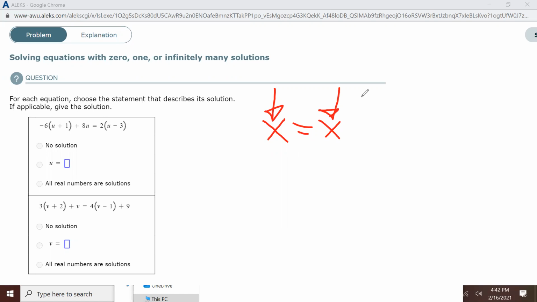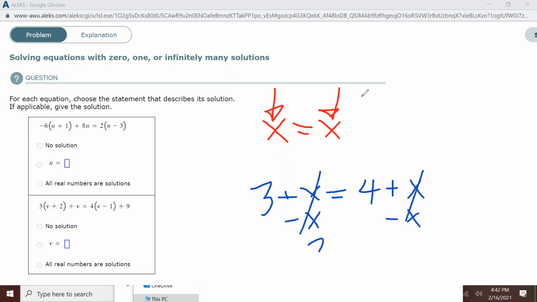Contrast that with when you end up with a problem like 3 plus x equals 4 plus x, and you subtract x from both sides in an attempt to get the x's together, but then you just end up with 3 equals 4, which is never true, in which case you would say no solution. So let's see how these go.